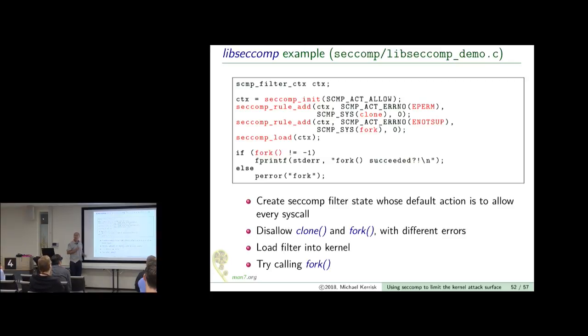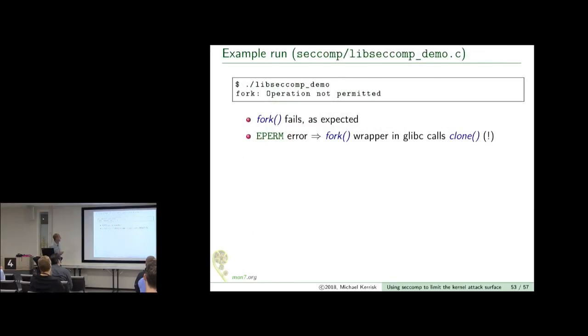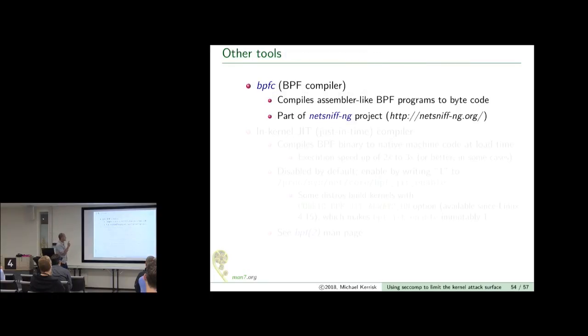Then we say load that filter into the kernel. And that does all the steps of things like disabling or setting no new privs and the seccomp call that installs the filter. And then my program tries to call fork, and at that point it promptly gets killed. Okay, there's the example.